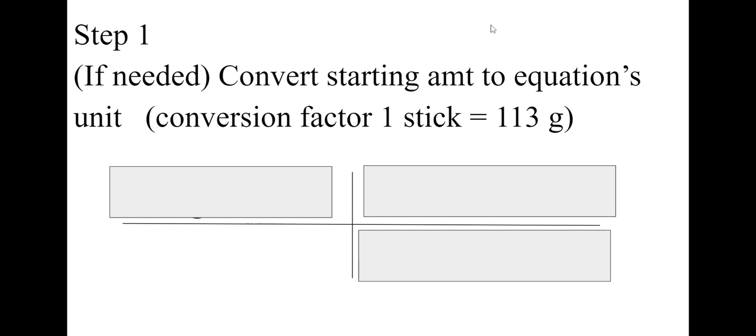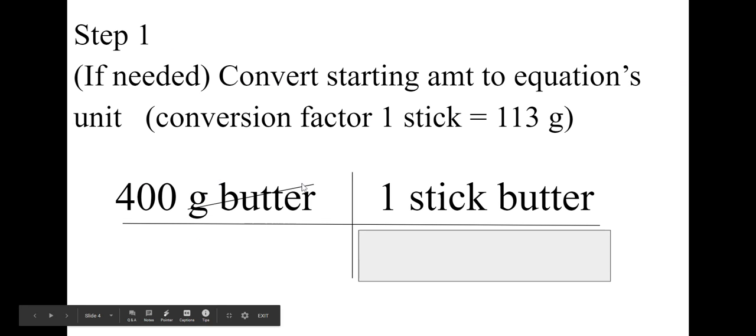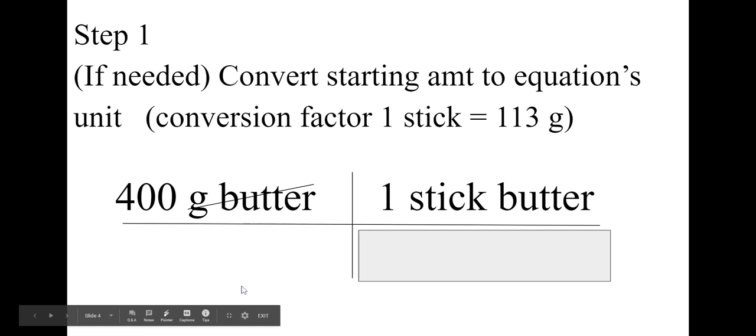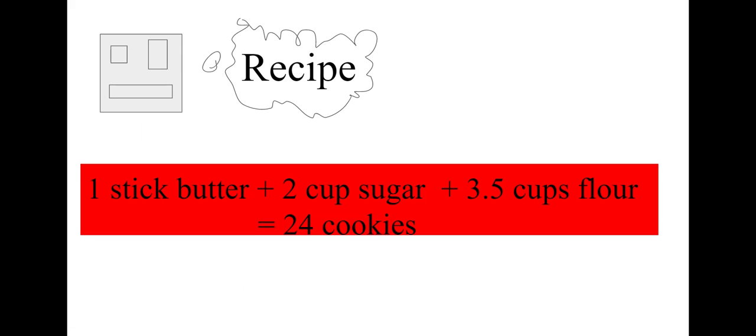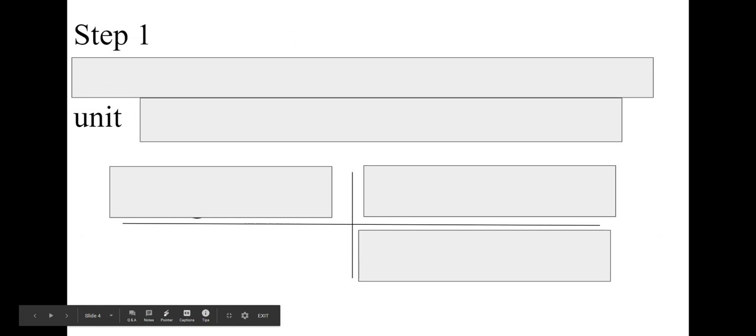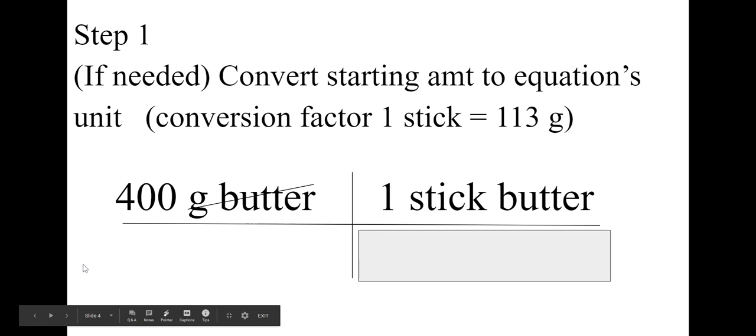So the thing you're going to have to do first is convert whatever amount you have, and in this case, it's going to be the 400 grams, into whatever the equation is calling for. In the equation, the butter comes in sticks. So you're going to need to convert that 400 grams into sticks. Now, here's my conversion factor. 1 stick is 113 grams.